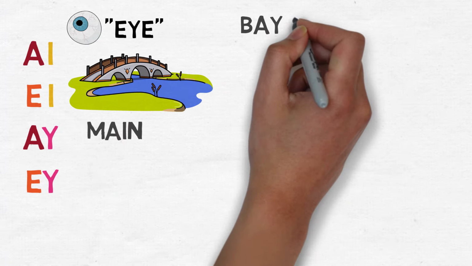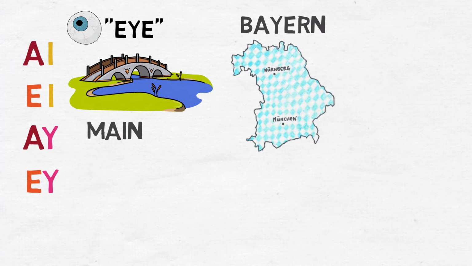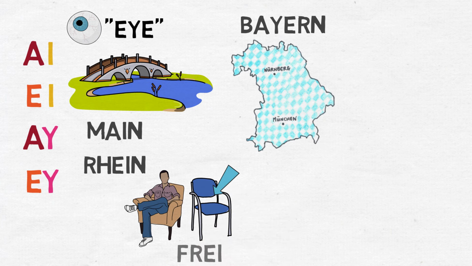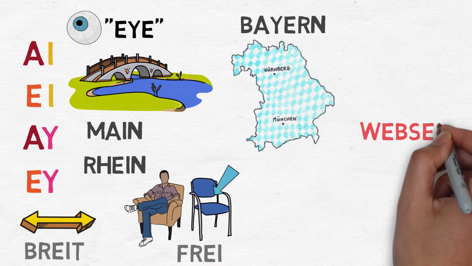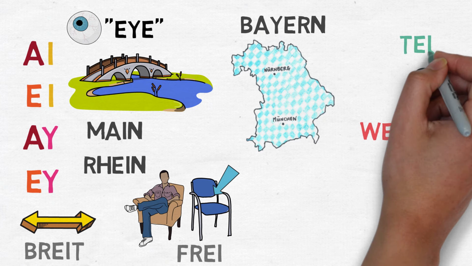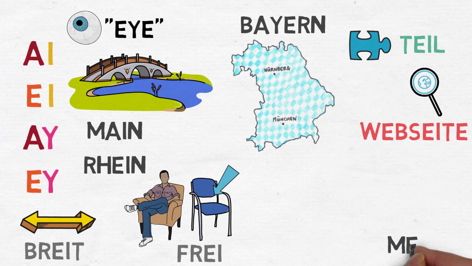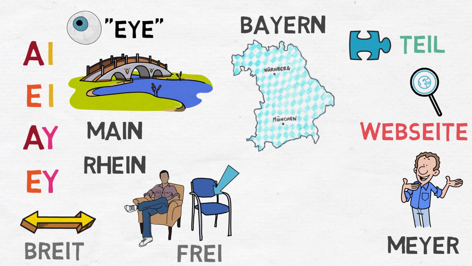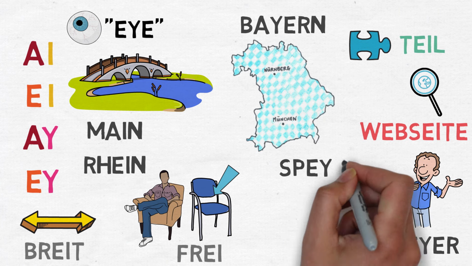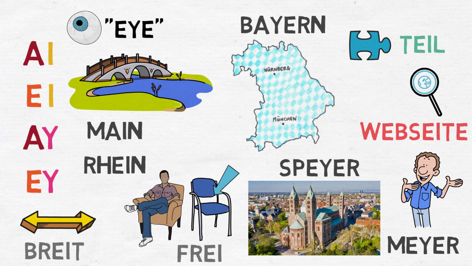The combinations of A and I, E and I, as well as A and Y, and E and Y, all make an I sound. For example, Main, as in the river Main. Bayern, the German word for Bavaria. Rhein, the river Rhine. Frei, meaning free. Breit, meaning wide. Webseite, meaning website. Teil, meaning part. Meier, a common surname in German-speaking countries. Or Speyer, a German city in the southwest, not far from Heidelberg.